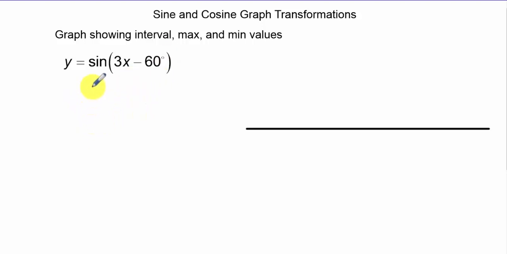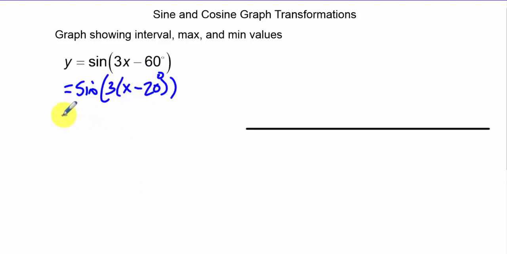So the first thing we do on all of these problems is we're going to identify if it's in the right form. And currently now, we need a coefficient of 1 in front of this x. So we're going to have to factor in this case. In doing so, we get the sine of 3 times the quantity of x minus 20 degrees. And you're going to have to get used to going between degree measures and radian measures.